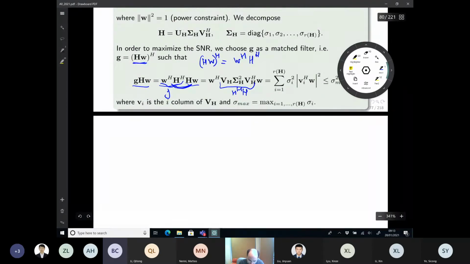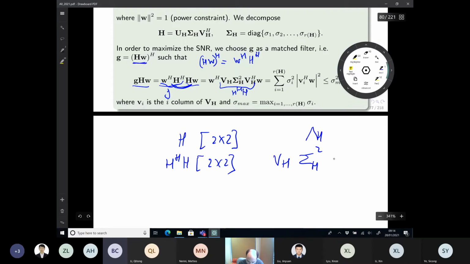Right, so let's take an example. Imagine I have H is a 2 by 2 matrix. So H Hermitian H is still a 2 by 2 matrix. So I can write V Λ H, and let me take the same notation as there. This is also called lambda H, if you like. V H Hermitian, right? This will be a 2 by 2 matrix.